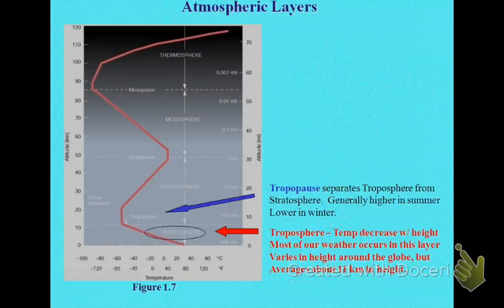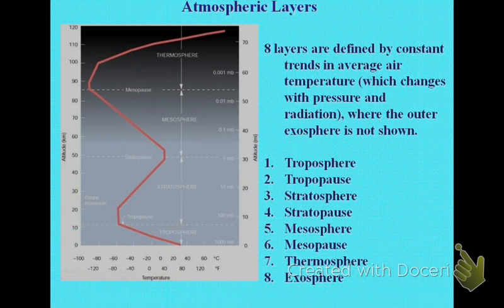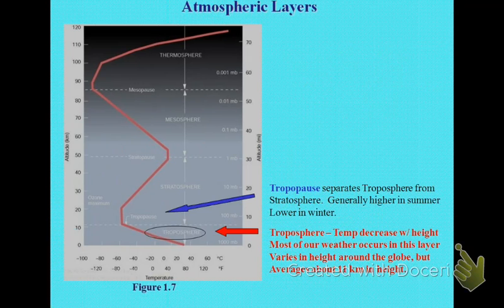All right, so let's learn about each one of these layers. The layers are defined by the constant trends in average air temperature, which changes with pressure and radiation. That means the rays coming from the sun that heat it up. The outer exosphere is not shown in this graph that I have.